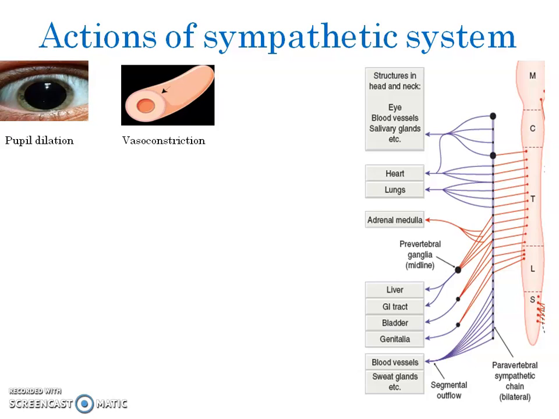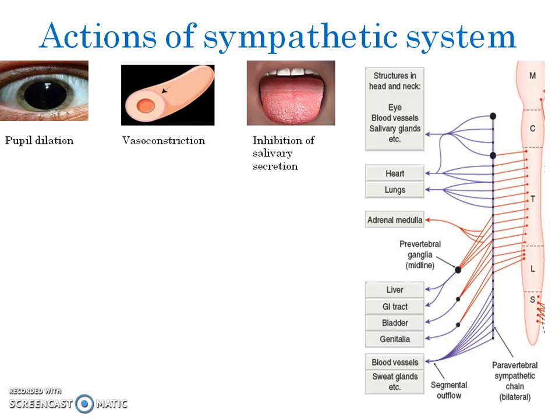And what happens to your salivary glands when you are in a fight mode? They get dried up, right? Your tongue feels dryness. So there is inhibition of the salivary secretion in the sympathetic neurotransmission. Not only the salivary secretion, but all the secretions, that is endocrine secretions, are also inhibited.